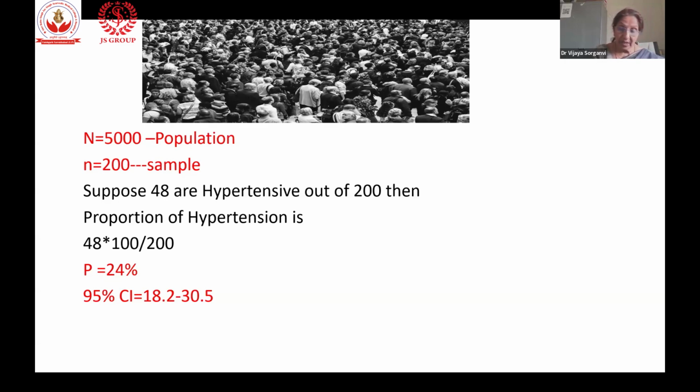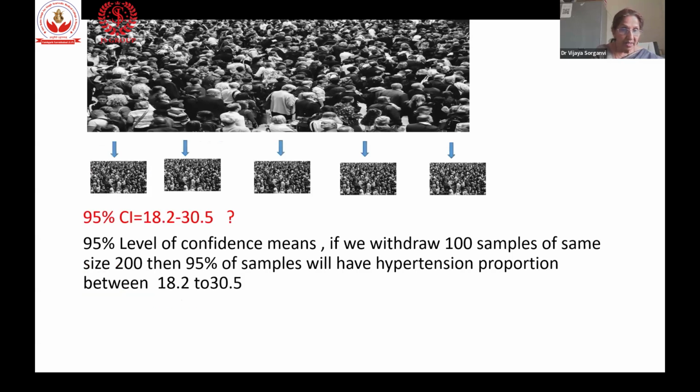Means what? It implies when we do study from the same population a hundred times, means when 200 sample size we draw from the same 5,000 population, 100 different samples we draw, we calculate proportion. These 100 studies revealed proportions between 18.2 to 30.5. Okay, that is called a range. It is a lower to upper value of the proportions. We get 95% confidence level.